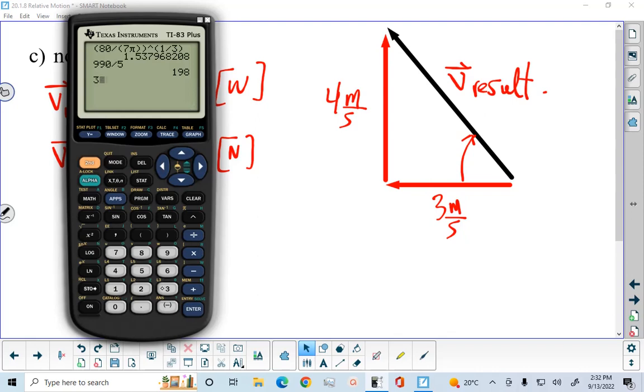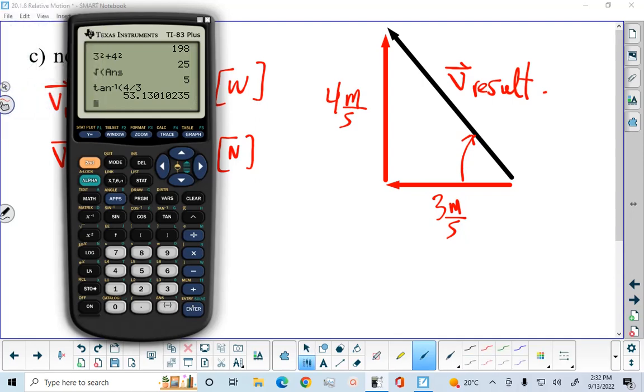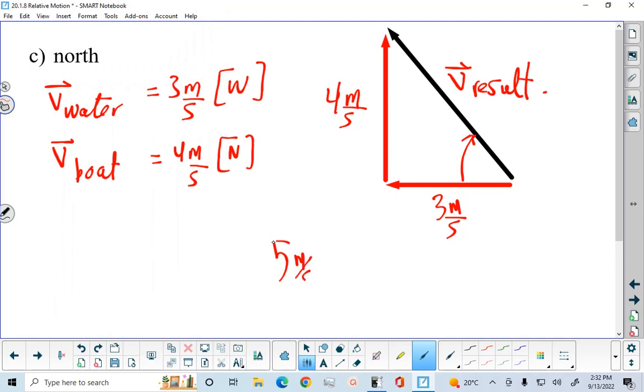But you would take 3 squared plus 4 squared. Then you would take the square root and you get 5. To find the angle, make sure you're in degrees. Inverse tan of opposite over adjacent gives me 53 degrees. So the answer to this question in C is 5 meters per second at an angle of 53 degrees north of west.